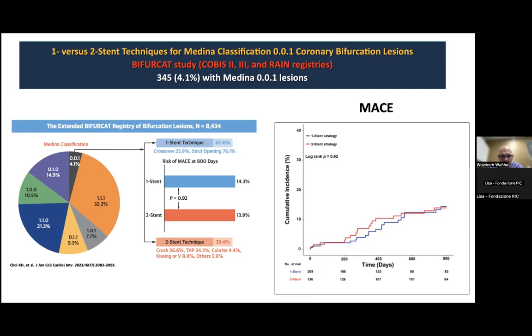And here you see the results of the bifurcation study, which joined three other studies, COBIS-2, COBIS-3, and RAIN registries, and assessed patients who had a one-stent strategy and a two-stent strategy. However, during the long-term follow-up, there was no difference in terms of MACE when comparing the one-stent strategy to the two-stent strategy.